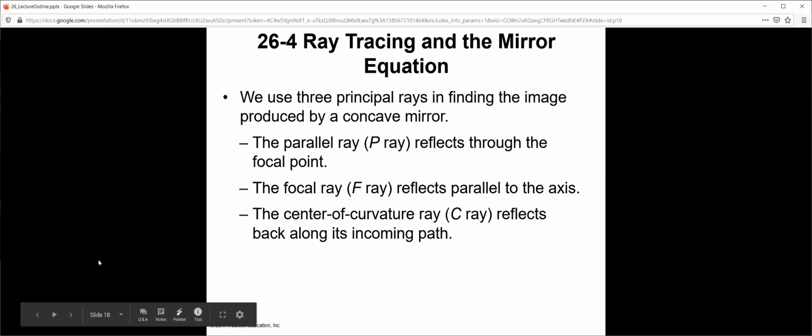Now we can get to ray tracing, something that I argue is kind of fun. You may disagree with me. Use three principal rays in finding the image produced by a concave mirror. The parallel ray, or P ray, reflects through the focal point. The focal ray, or F ray, reflects parallel to the axis, and the center of curvature ray, or the C ray, reflects back along its incoming path. The P, F, and C rays allow you to understand what a mirror is going to produce and how it's going to produce it.